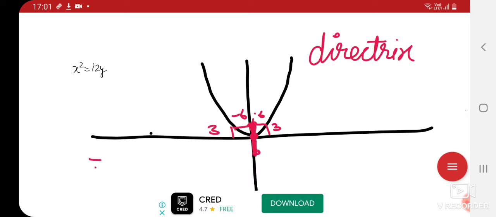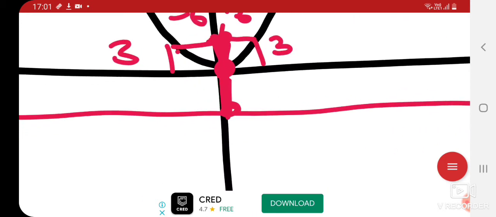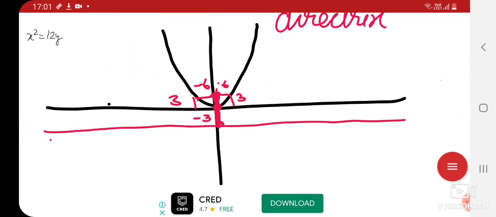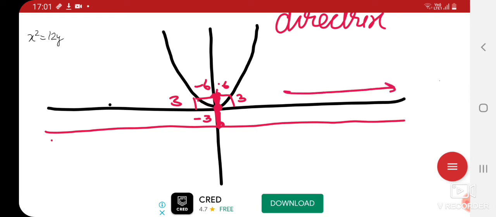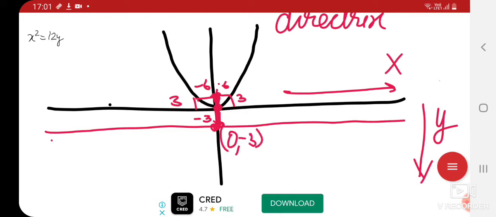From the distance from here to here, the focus will be equal to that of the directrix. That means your directrix will be somewhere here, right? You will come to know that this distance is now minus 3. As you know that this is our x-axis and this is our y-axis, that means the point here will be 0 and minus 3, right?